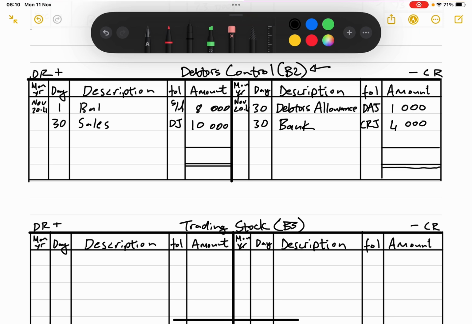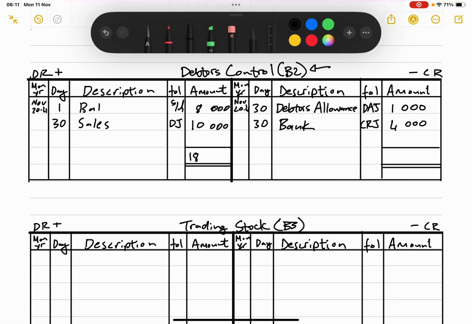Yeah, don't overthink this, hey guys. They'll probably give you an extract from a DJ, an extract from a CPJ, an extract from a CRJ, all that stuff. And then your job is literally just to copy and paste numbers. Don't overthink it. Just memorize that on the left, you're going to have balance brought down and then sales from the DJ. Then on the right, you're going to have debtors allowance journal and you're going to have bank, like from the CRJ. Okay, so yeah, don't overthink it.